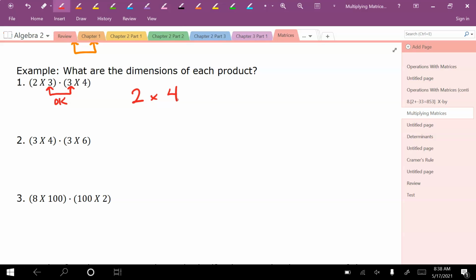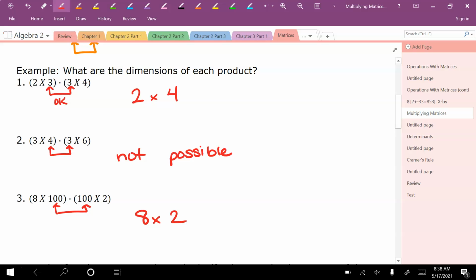So for number 2, if you look at those inside numbers, 4 and 3, they don't match, so this one's not possible. Okay, for number 3, those inside numbers match. So my new answer dimensions would be 8 by 2.